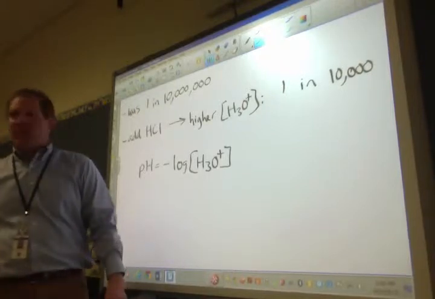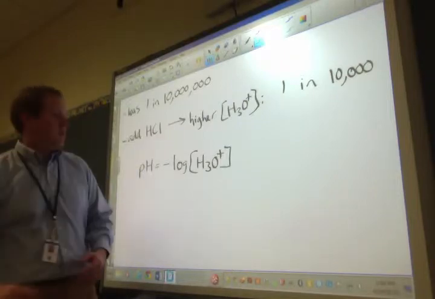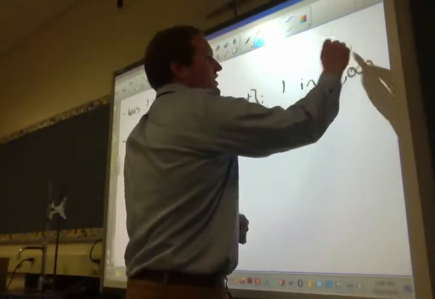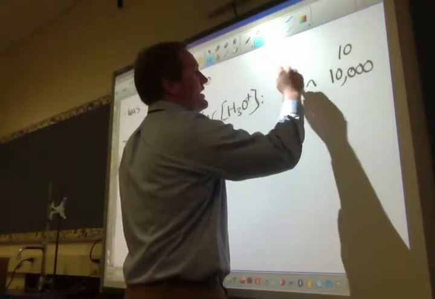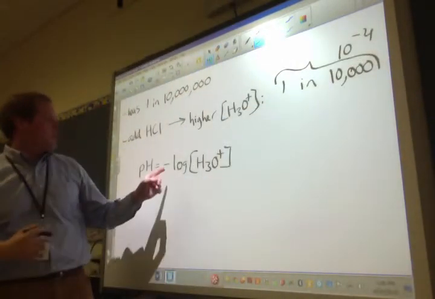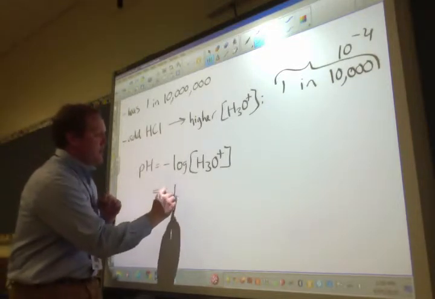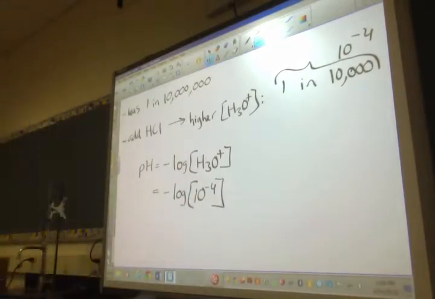What is my hydronium ion concentration? 1 in 10,000. 10,000 can be written as 10 to the negative what? Fourth. So, well, technically 1 in 10,000 is 10 to the negative fourth. 10,000 is 10 to the fourth. So this means my pH equals negative log of 10 to the negative fourth. So without even using your calculator, 10 to the what power gives you 10 to the negative fourth? Negative 4. What's negative negative 4? 4. So my pH is 4.